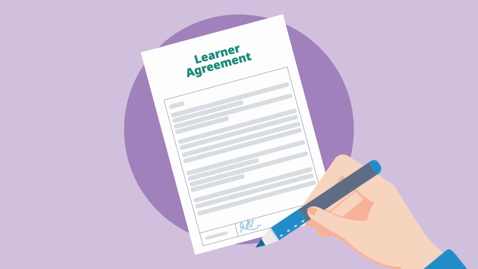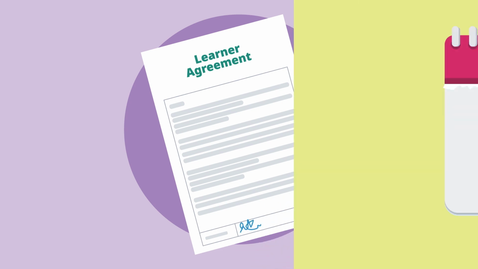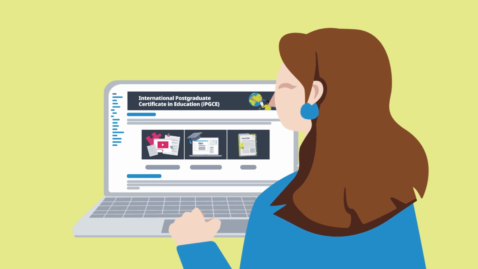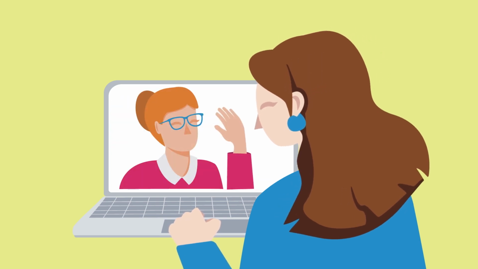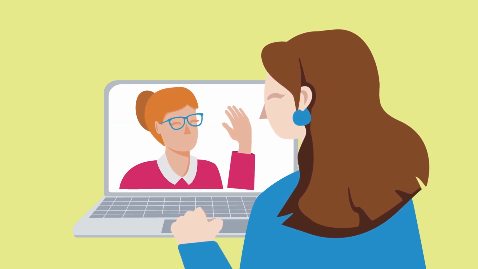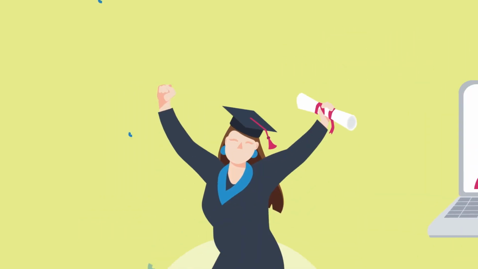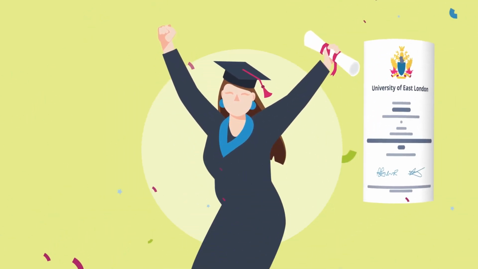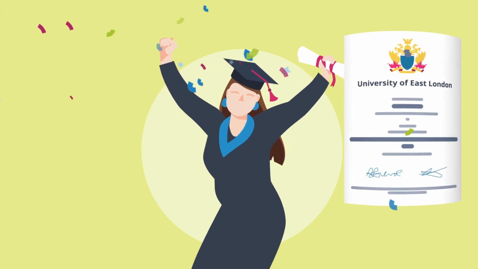Finally, complete and sign the learner agreement. Once approved, you'll move to step 4, enrol. You'll join our online platform, Tes Learn, hear from your pathway tutor, and start your induction. You'll complete the course over 1 academic year, and upon successful completion, your qualification will be awarded by the University of East London.